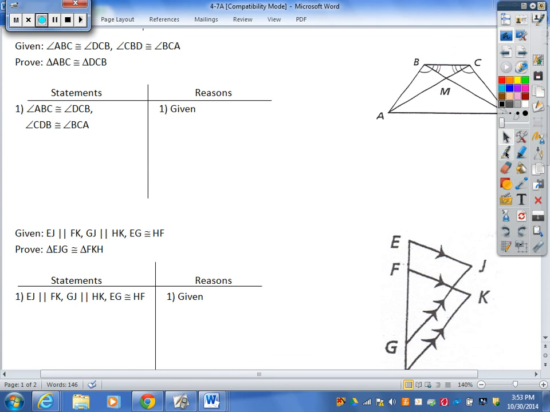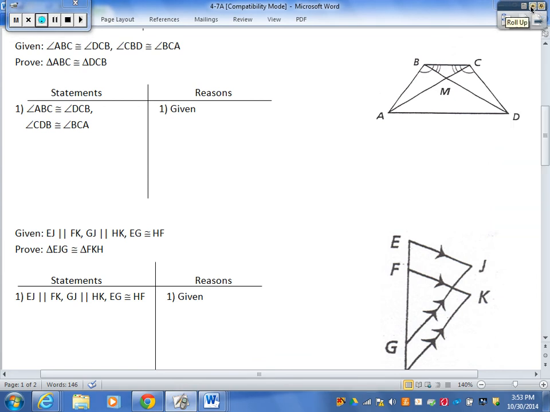All right, now for our next proof, I'd encourage you probably to press pause on the computer right now and just think to yourself, with the angles ABC and DCB being congruent, and angles CBD and BCA being congruent, which two triangles do we know the most about?